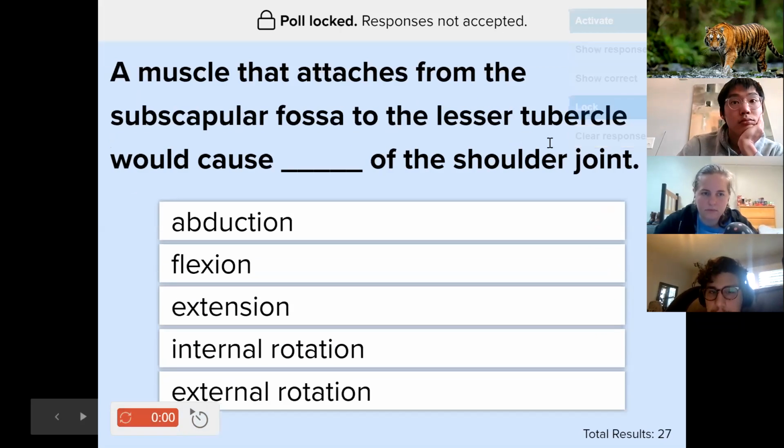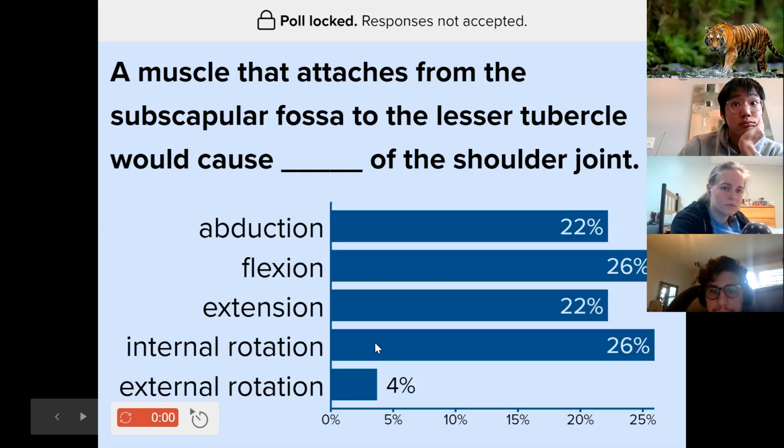Okay, so a muscle that attaches from the subscapular fossa. We talked about this one a lot, right? It's the fossa that articulates with the costal surface. So a muscle that attaches from the subscapular fossa to the lesser tubercle will cause blank of the shoulder joint. Let's see how we did. We have a lot of disagreement with this question, which is great. That means we have a lot of different thought processes.